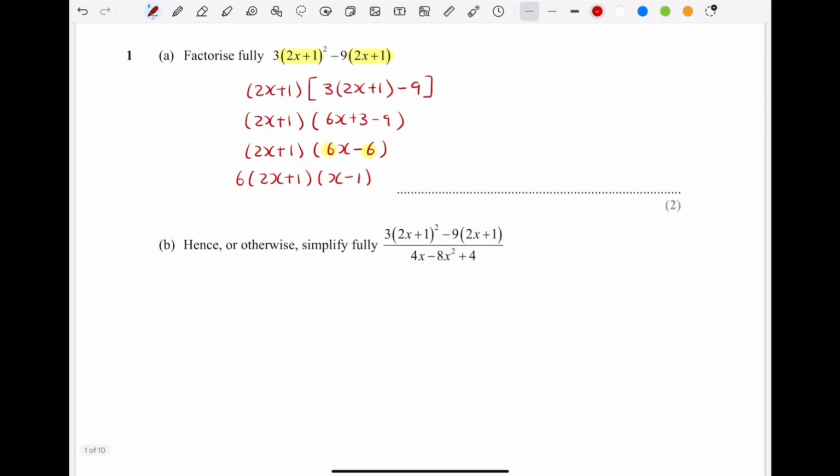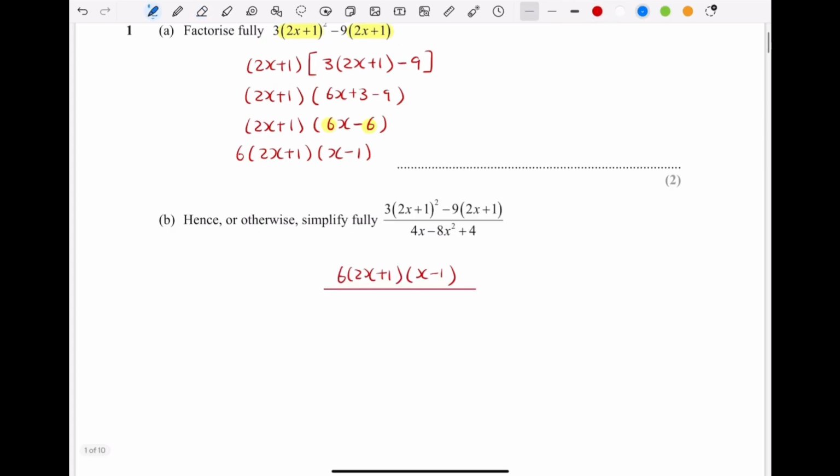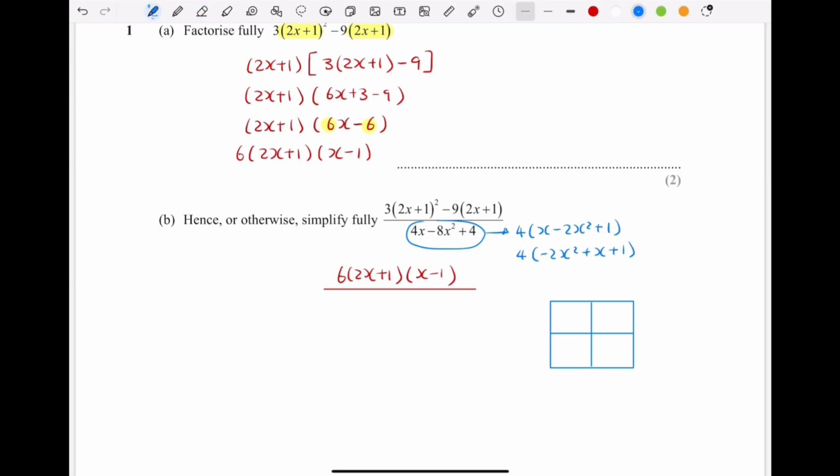So if a question says hence, that means we can use what we have in part A. So as we can see, the numerator is what we have factorized in part A. In the denominator, we can factorize out 4, and that gives us x subtract 2x squared plus 1. And by using Farmer's field, we can put negative 2x squared and 1 in.